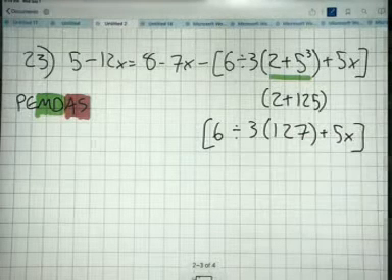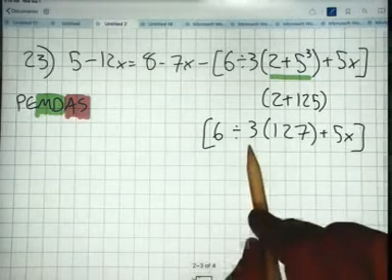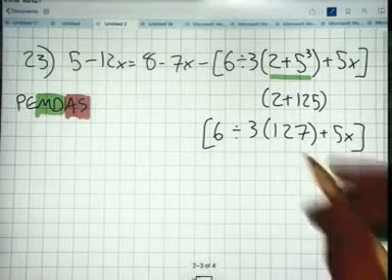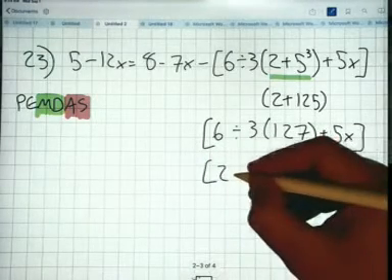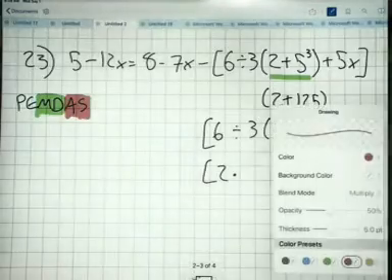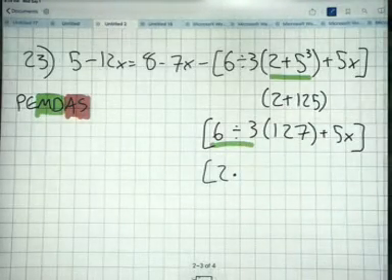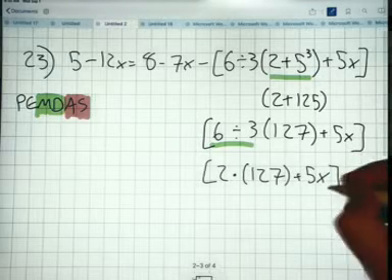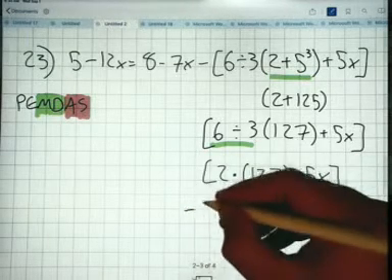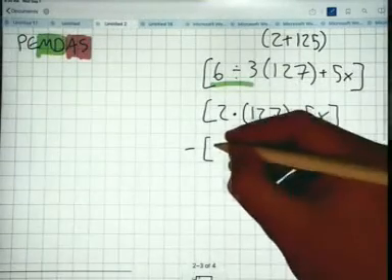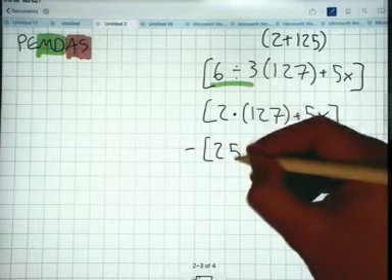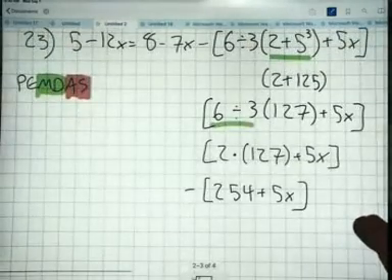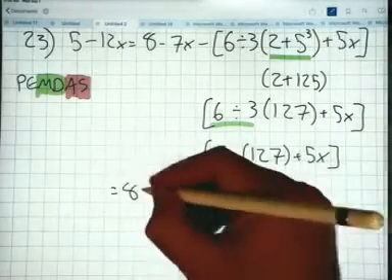So in this problem, we have 6 divided by 3 times 127. Well, 6 divided by 3 occurs first. So we're going to have 2 times, because that's what 6 divided by 3 is. 2 times the 127 plus 5x. And then that becomes, here's my minus sign, 2 times 127 is going to be 254 plus 5x. That's what's inside my bracket. Still have the 8 minus 7x.